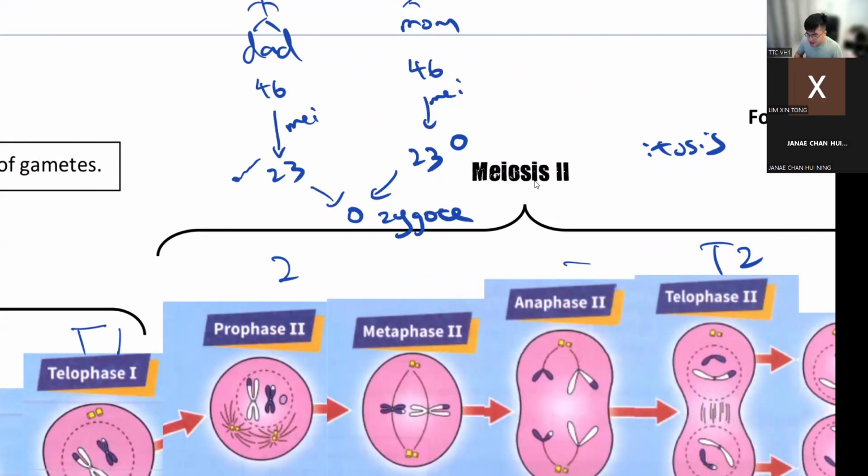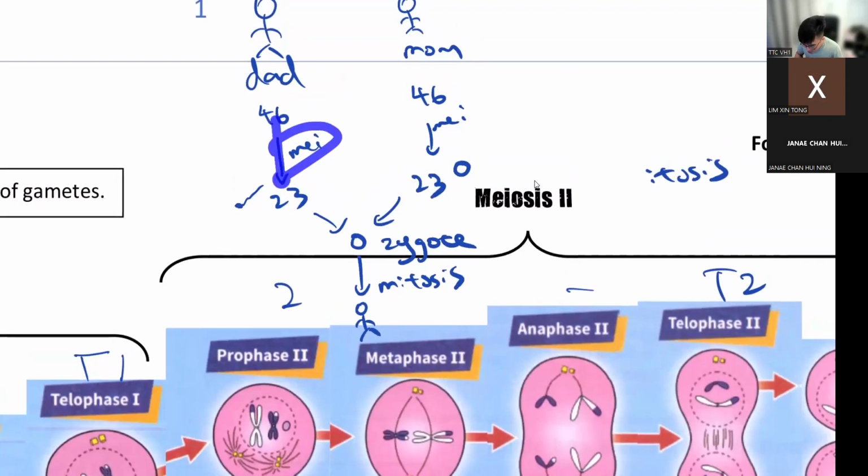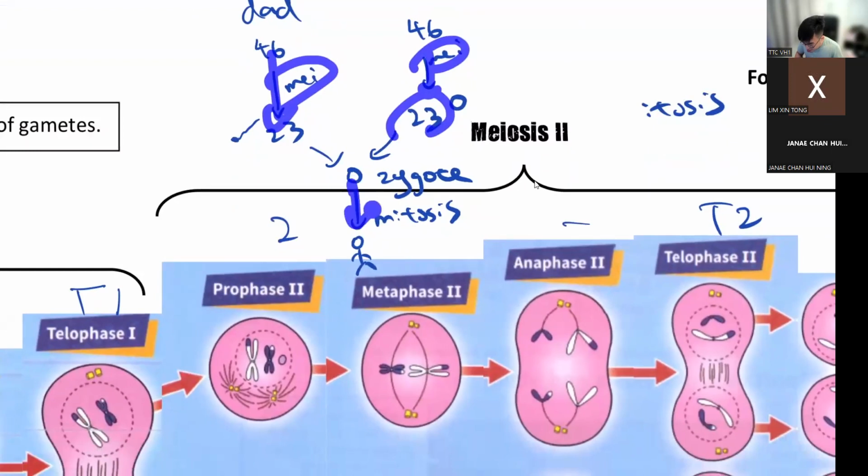Zygote is when your mom is pregnant with you. Now you are 16, right? To grow from this small zygote to such a big size now, this process is mitosis. See the difference? So which is important? Both are important. Meiosis is so that your dad can make sperm. Meiosis is so that your mom can make ovum. Mitosis is so that you can grow. Different case, different story, different purpose.